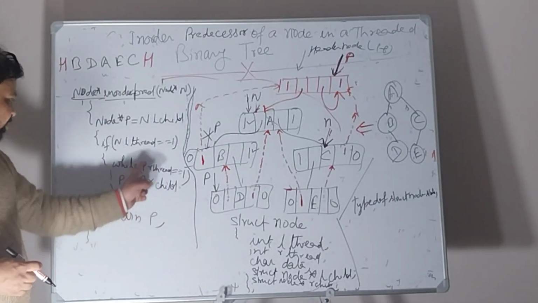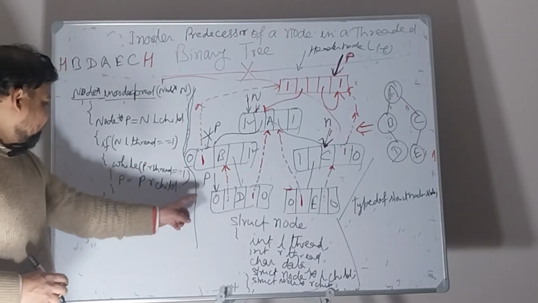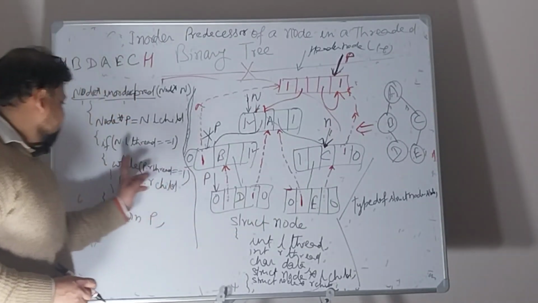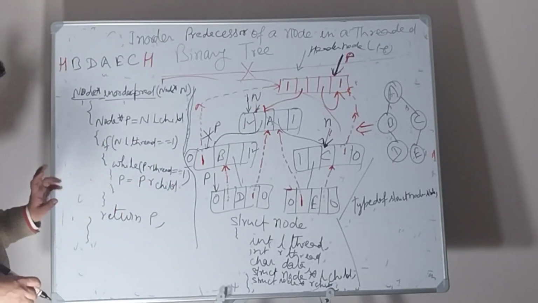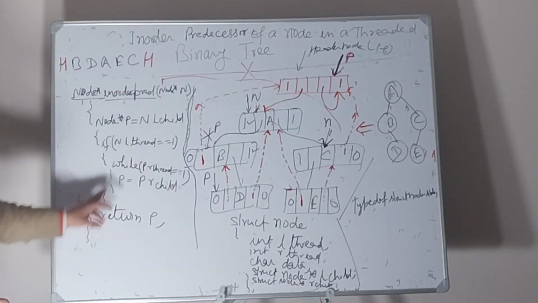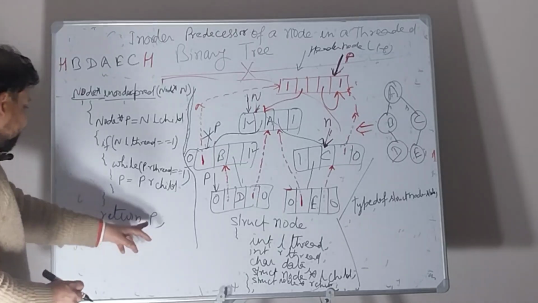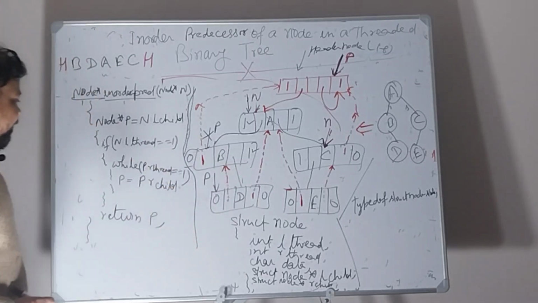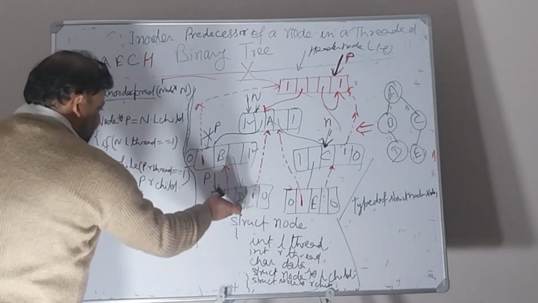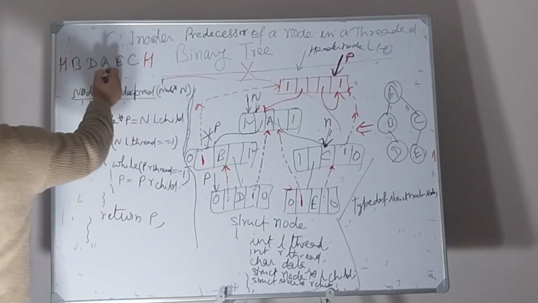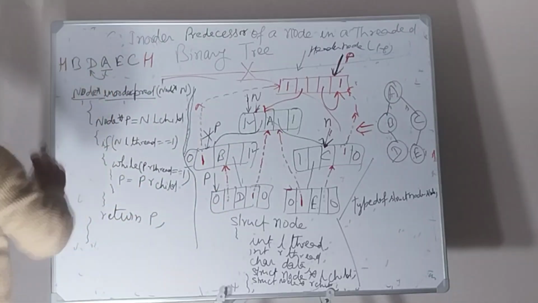Once again I'll check, because it is in the loop. So it will check whether P dot R thread is 0. Now it is 0. That means the loop terminates here. And then if the if body is also terminating here, then you have to return p. So what exactly is the value p is returning? It is returning d. So you can check the predecessor of a is d.